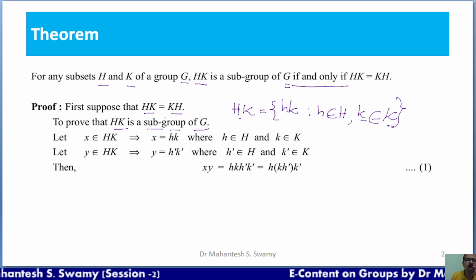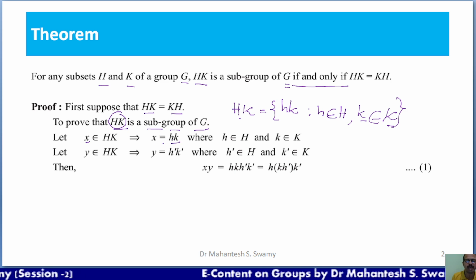Now what do we have to prove? We have to prove that this HK is a subgroup. To prove that HK is a subgroup, take any element x belonging to HK. As per our definition of HK, every element of HK must be in the form small h, small k. Therefore x must be of the form hk, where small h belongs to capital H and small k belongs to capital K, as per the definition I have just told you.